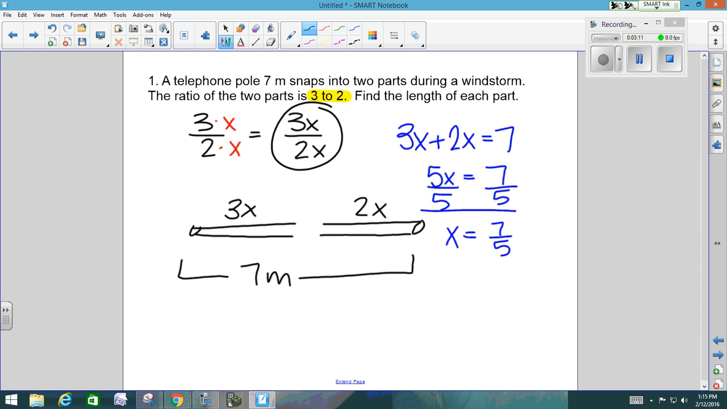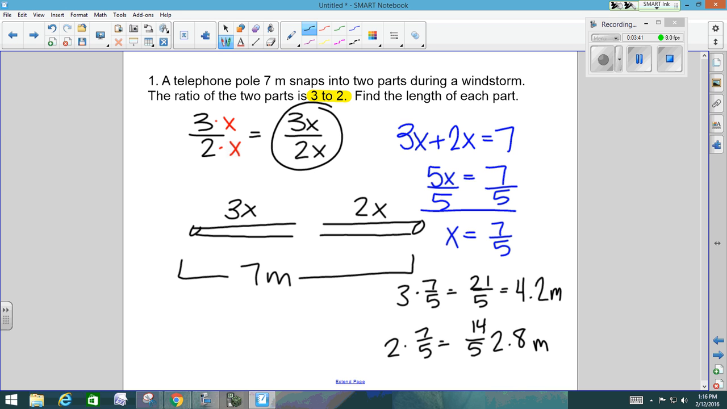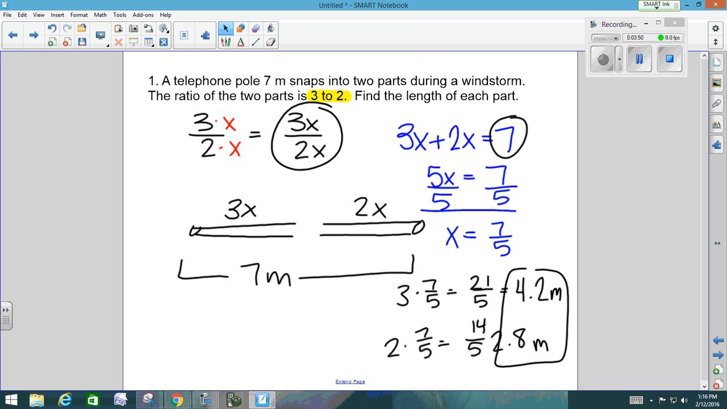Now that's not the length. We have to substitute that back in. So 3 times 7/5 would be 21/5. And 2 times 7/5 gives me 14/5. If I put those as decimals, this is 4.2, and this would be 1.8 then? Nope, 2.8 meters. And 4.2 plus 2.8 gives me that 7 that I needed. They had to add up to 7. Okay, so you can multiply by the same value and it'll still be the same ratio.